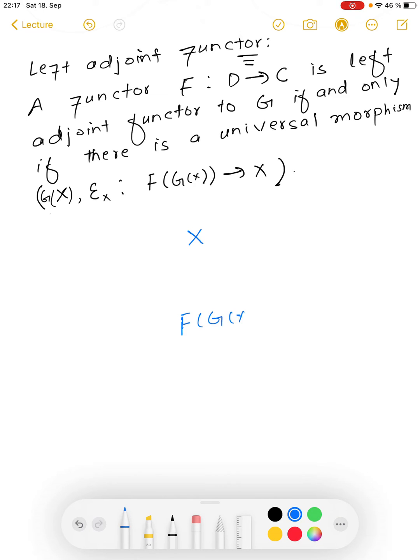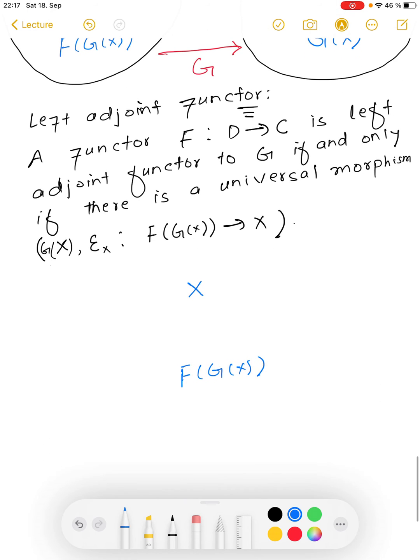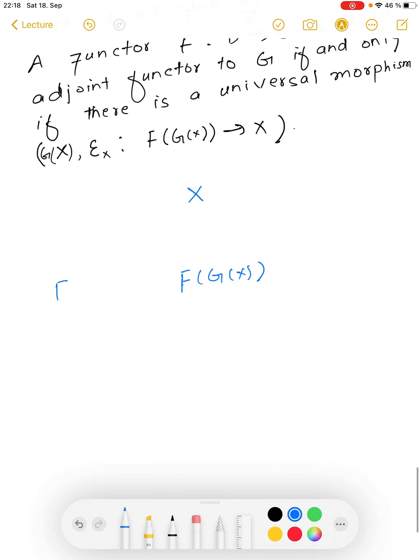F of G X, and also I can have F Y, because F can act on Y and bring it here. F can act on it and it will become F of Y. So I can have F Y. The morphism from F of G X to X, we represent with epsilon X. So this morphism is universal, which means that if there is a mapping from any other F Y to X, then there must exist a map between Y and G of X.